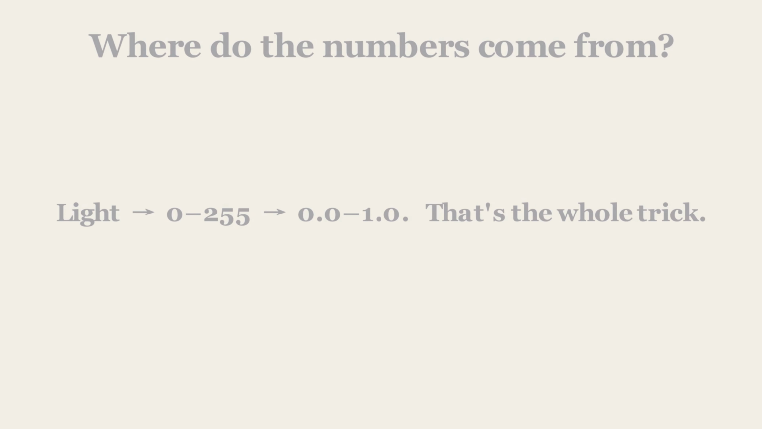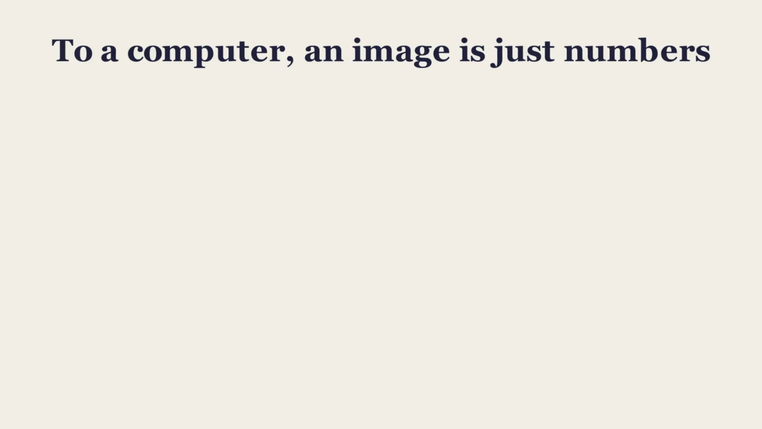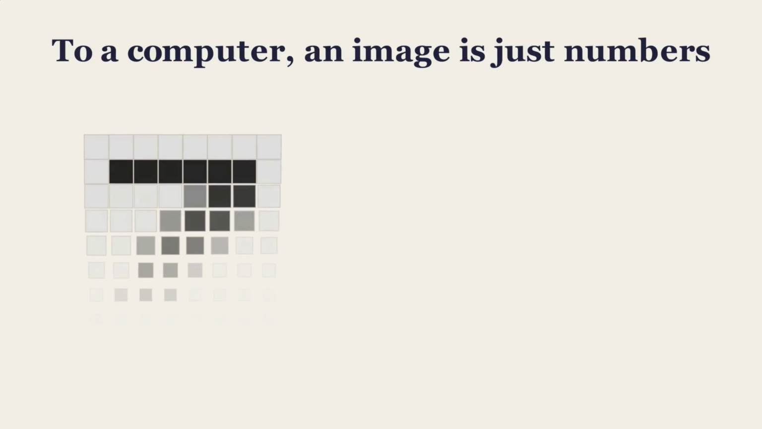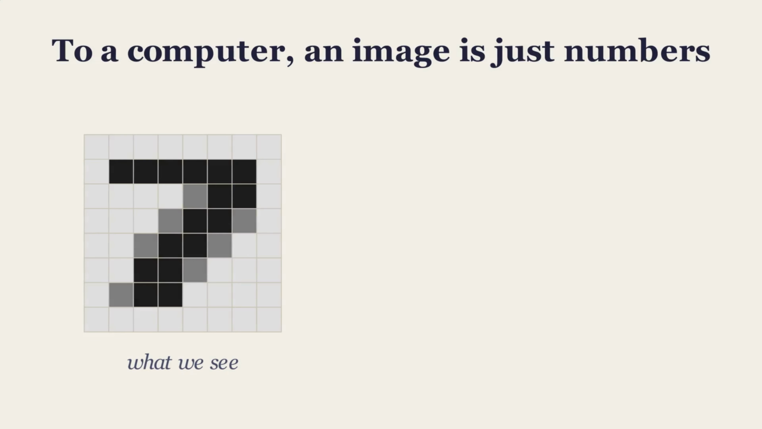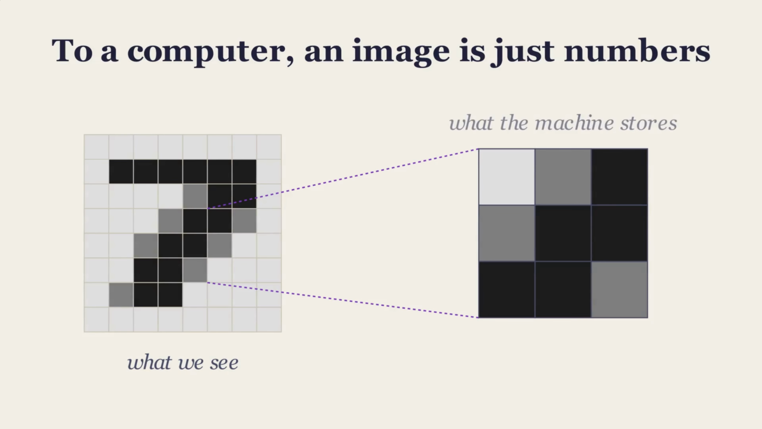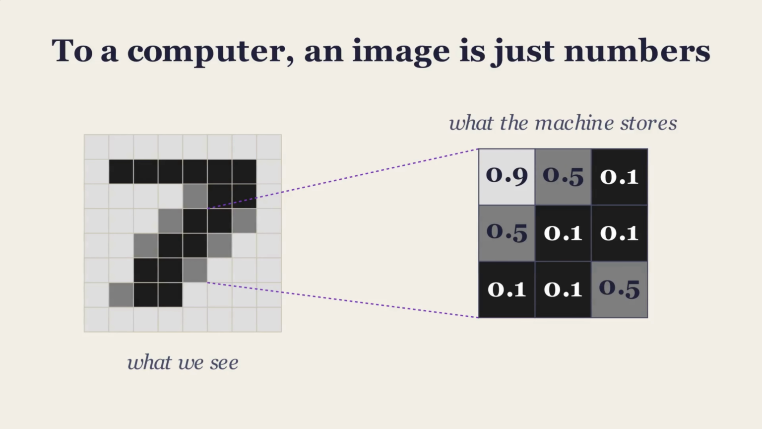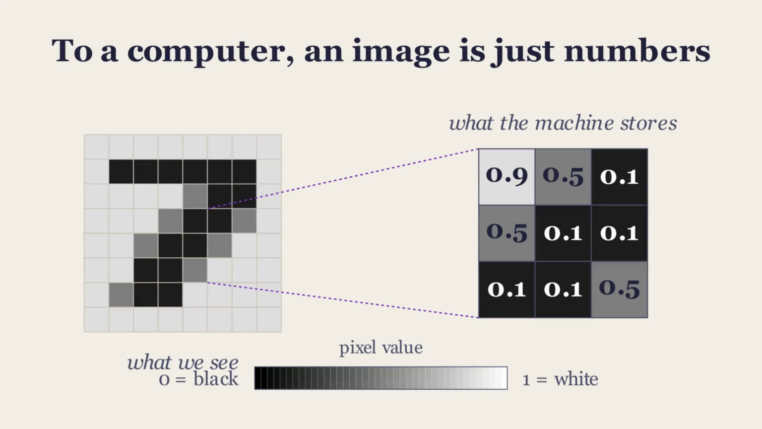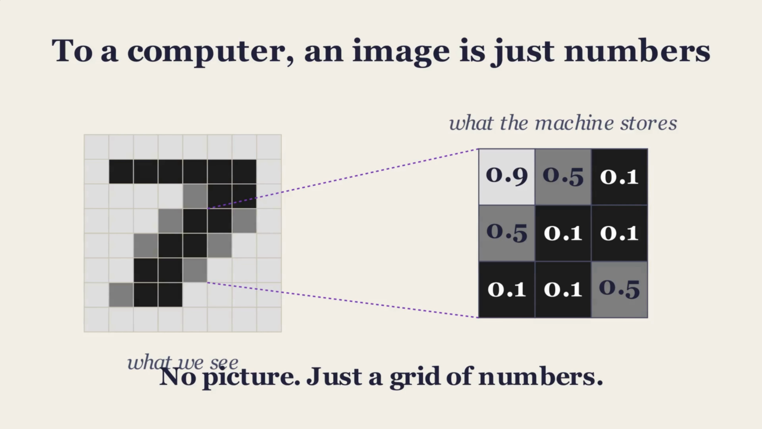That's the whole trick. To a computer, an image is not a picture at all. It's just numbers. What we see as a shape, the machine stores as a grid of brightness values. If we zoom into a small patch and read it out, every single cell is simply a number between 0 and 1, where 0 is black and 1 is white, and everything else is a shade of gray in between. There's no face here, no edges, no meaning, just a grid of numbers. And that's exactly what makes the next step possible, because numbers are something we can do math with.